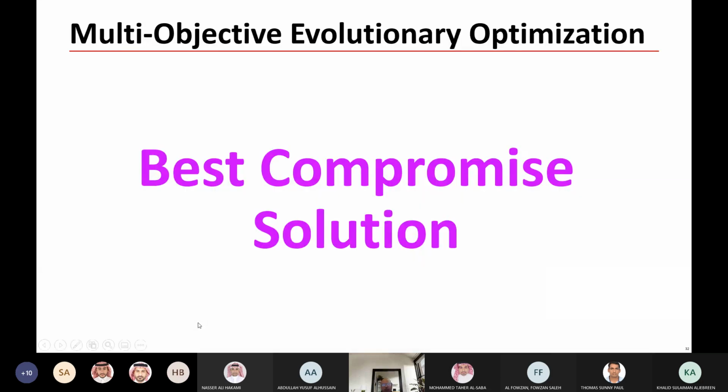I think by this we finished the clustering. So let us stop here and discuss the best compromise solution next. How to extract it? You now have 20 solutions of the Pareto optimal set. If I ask you what is the best compromise solution with respect to all objectives, how to extract it, this is what we will discuss next class, inshallah. If you have any question, please ask. Otherwise, we can stop here.